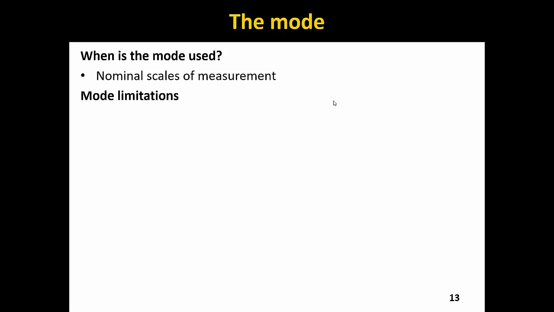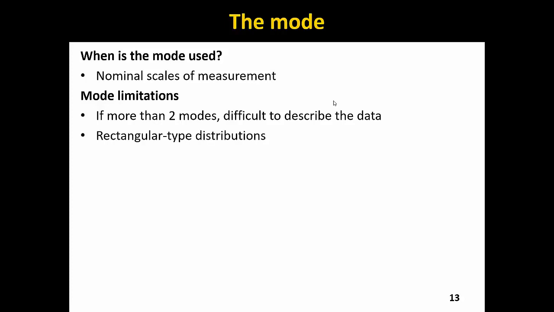There are some limitations when using the mode to describe a sample of data, in that if there are more than two modes, it becomes difficult to provide a description of the pattern that exists in the data. If the distribution has a rather rectangular type of shape to it, and there are some distributions that have rectangular shapes, there are many modes. In that case, it becomes extremely difficult to interpret the outcome type of distribution.